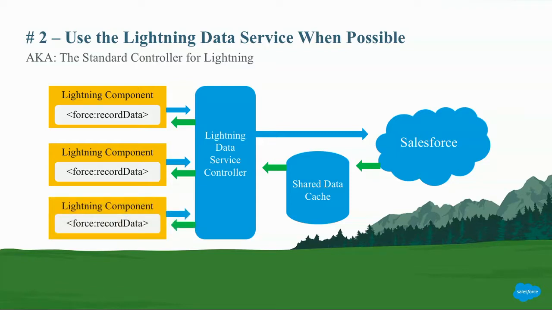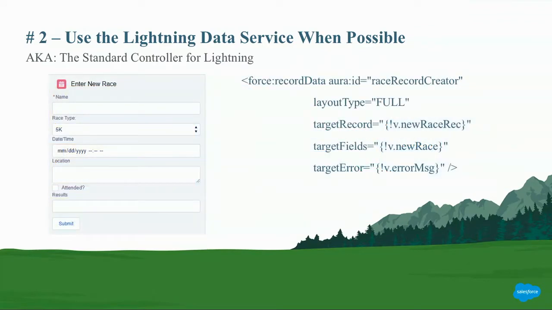But what's cool is you potentially have a third component come along, and it needs that same data. Because that response is cached, it doesn't have to go back to Salesforce at all. It's just going to get that data directly from that shared data cache, and it's going to render much quicker. So that's one of the biggest reasons I find to use it. And it's all built in, and it's very simple to implement.